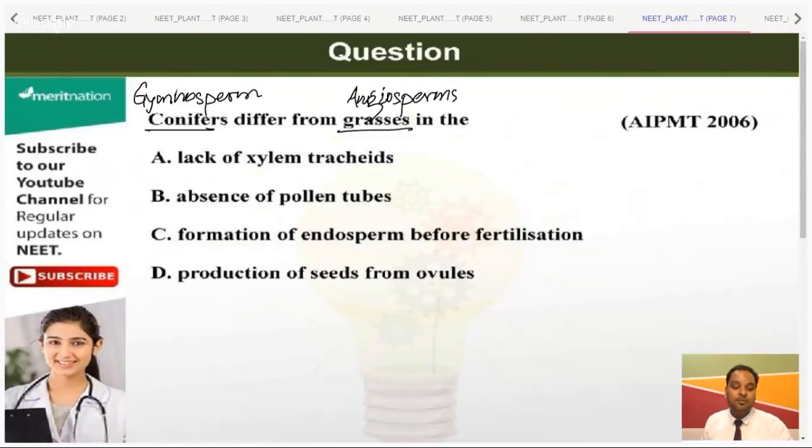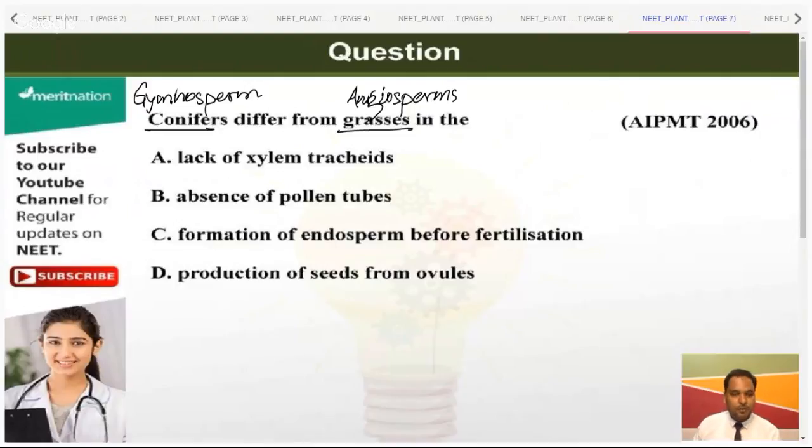Gymnosperm differ from grasses in that they lack xylem tracheates? Is there an absence of pollen tube? Is it the formation of endosperm before fertilization, or the production of seeds from ovules? What can be the answer here? Come on, everyone. Some saying B, some saying A. Now I have got C as an answer, which I really liked.